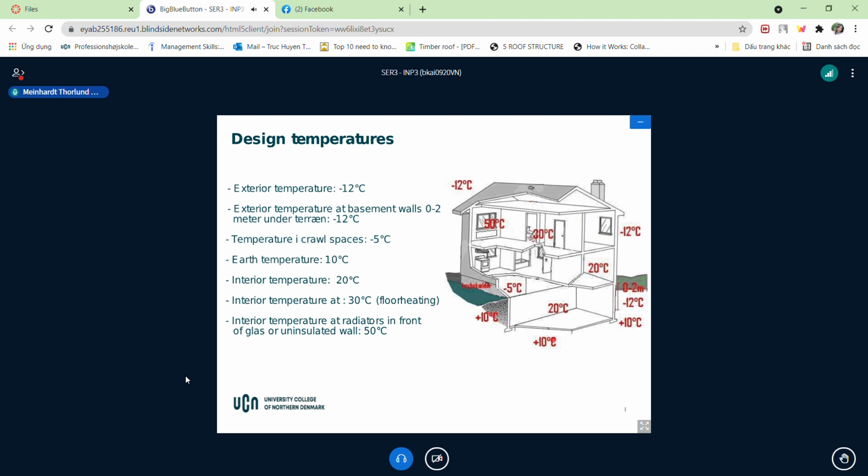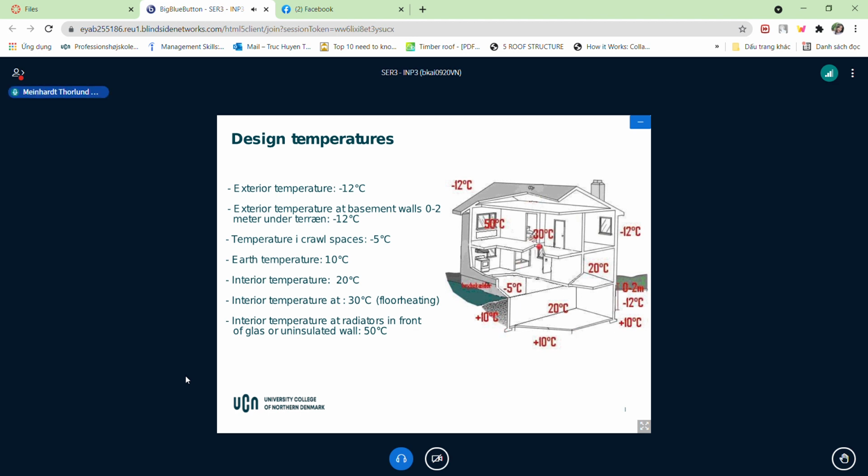And underneath the floor, it should be 10 degrees. And there's a temperature: if you go from 0 to 2 meters underneath the ground for the wall of the basement, it should be minus 12 degrees. Underneath the 2 meters, it should be plus 10 degrees. Okay, I hope this makes sense.